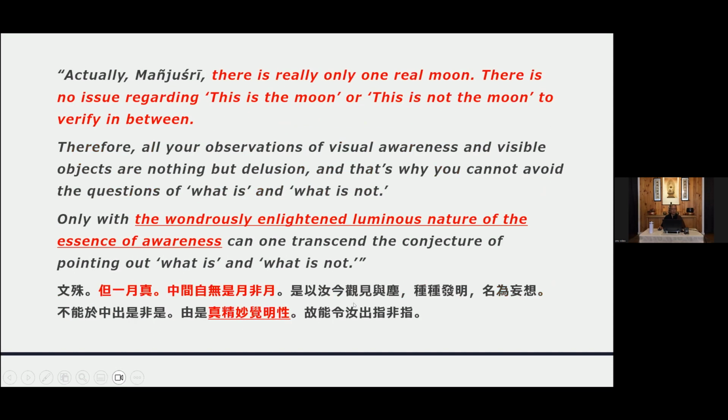Okay, let's summarize a little bit. There is a more important statement. Actually, Manjushri, there is really only one real moon. There is no second moon. There is no issue regarding this is the moon or this is not a moon to verify it in between. Therefore, all your observation of visual awareness and visible objects are nothing but delusion. And that's why you cannot avoid the question of what is and what is not.